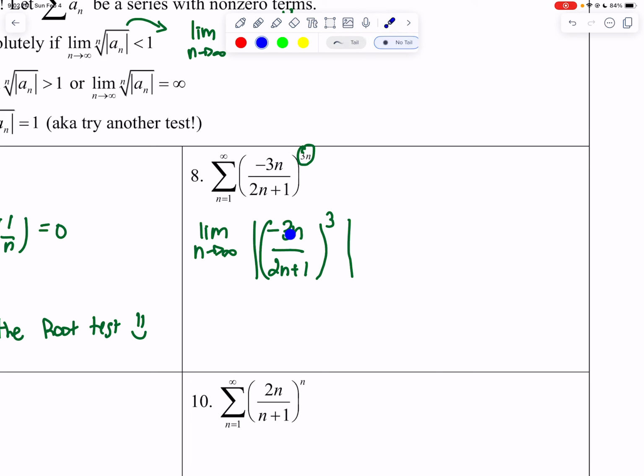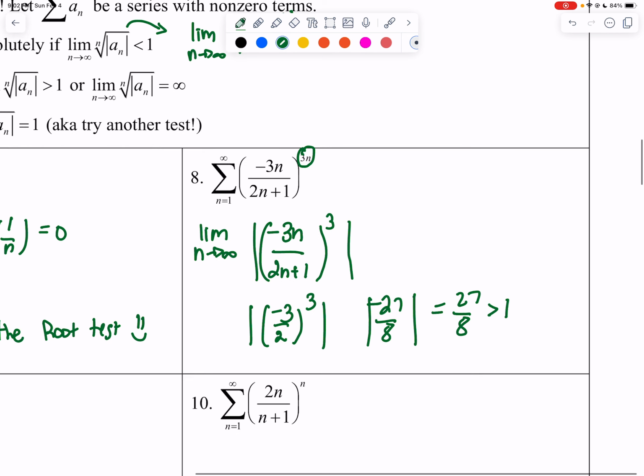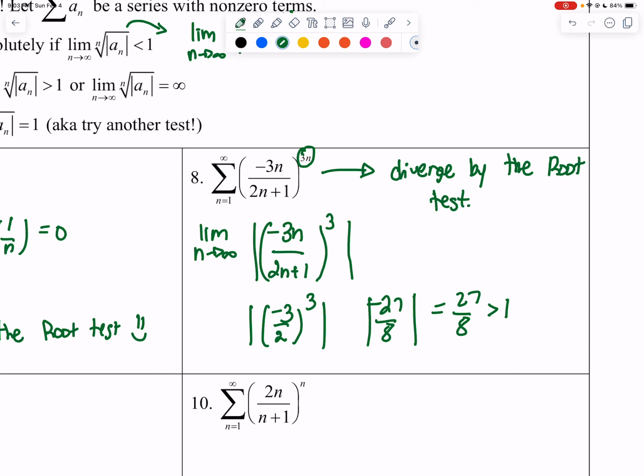Looking at my coefficients, because my degrees are the same, this is going to be negative 3 halves as n approaches infinity. But then I have the third power, so now that's going to be negative 27 over 8. And since I have an absolute value sign, I'm going to change it to 27 over 8, which is greater than 1. Since my limit is greater than 1, this tells me that my series will diverge by the root test. Sad.